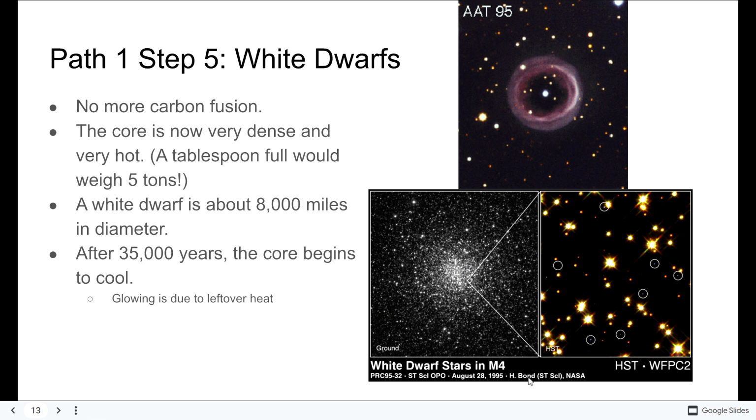Over here on the right, we've got a picture of an area of space, and then we've got a close-up of it, and we've circled the white dwarf stars in the image. They're basically little pinpoints of white.